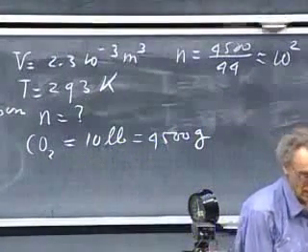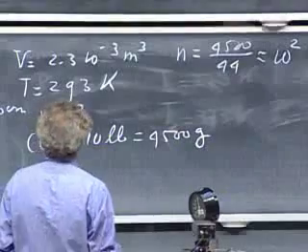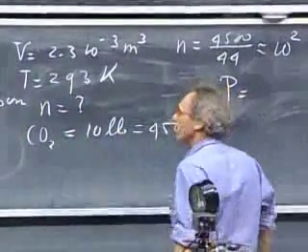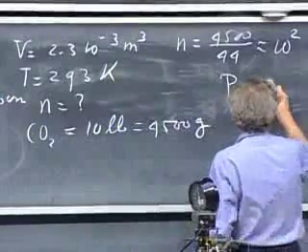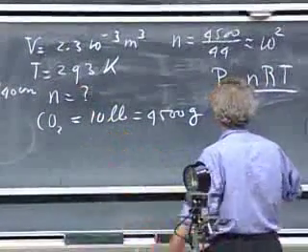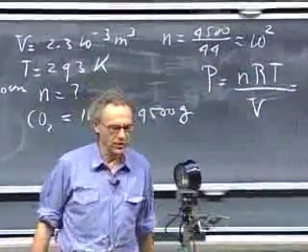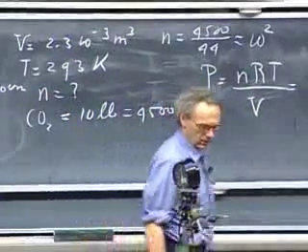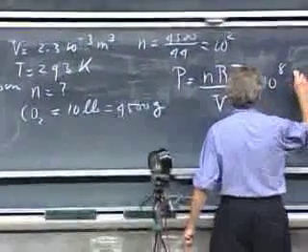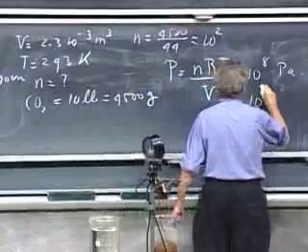So now I can ask myself, what is the pressure? If this were a gas, what would be the pressure? Well, if this were a gas, then the pressure P would be n times R times T divided by the volume. I stuck in the numbers, and out comes 10 to the 8. 10 to the 8 Pascal. An enormous number. 10 to the 8 Pascal is about 1,000 atmospheres.